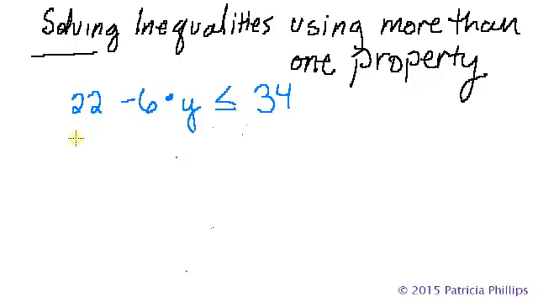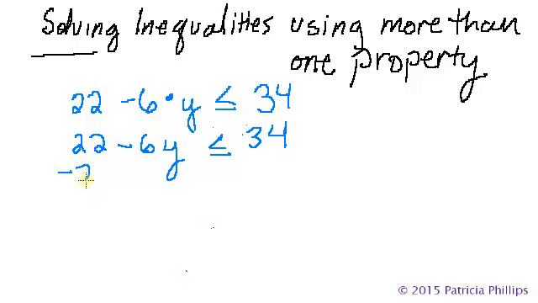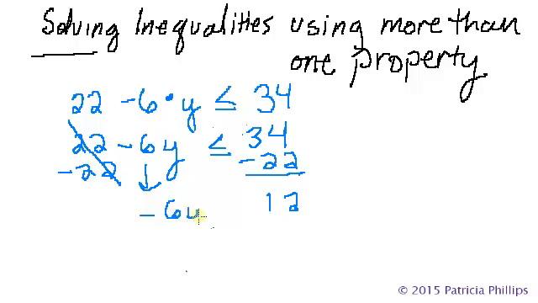So the first thing that we're going to do is multiply 6 times y and make that a 6y. The next step is to follow in line with what we did with equations and isolate the variable. We're doing that here by subtracting 22 from both sides. We move down the term with the variable and we end up with a negative 6y is less than or equal to 12. But the variable is still not isolated.